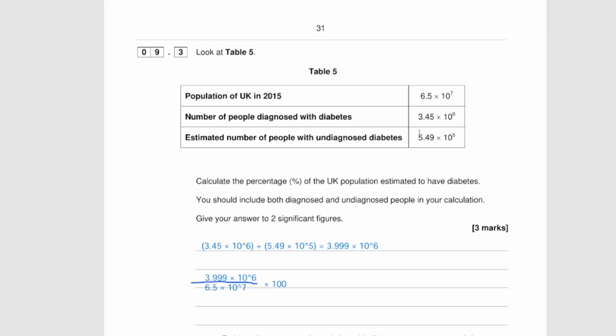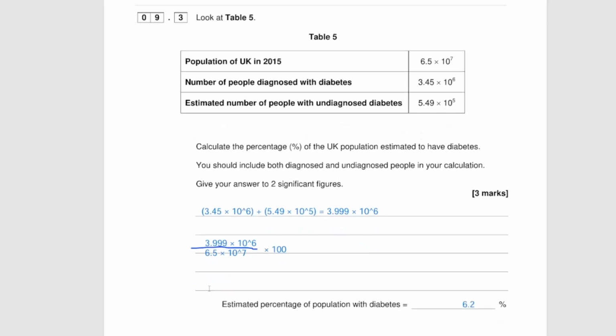Okay, so firstly, we're asked to include both diagnosed and undiagnosed people in our calculations, which is a bit statistically fraudulent, but this is biology, not statistics, so I'm not going to oppose it. And so firstly, we add the number of people diagnosed and undiagnosed together, which you can see I'm doing here, to get 3.999 times 10 to the power 6. And then we just use the normal percentage formula, 3.99 times 10 to the power 6 over the total population, which is 6.5 times 10 to the power 7, times 100 to get 6.2%.